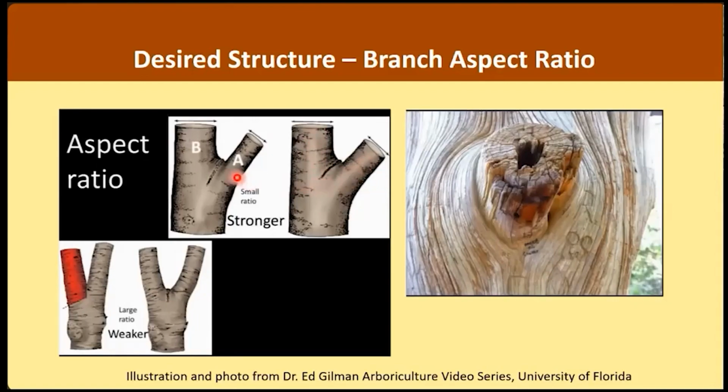Now, keep in mind, 2/3 and 1/2 are both smaller than one, and that's considered a small ratio, which gives us a stronger branch connection. The example in the lower left, where the two branches are about the same size, the ratio becomes 1, and 1 is a larger ratio, and it gives us a weaker connection. If this is not making too much sense, look at the photo example on the right, where a small diameter branch is connected to a much larger trunk, where you can see the trunk wood wraps around the small branch to form a very strong, solid attachment.